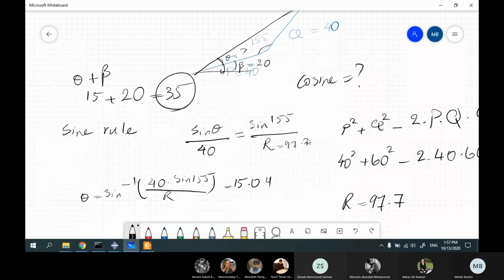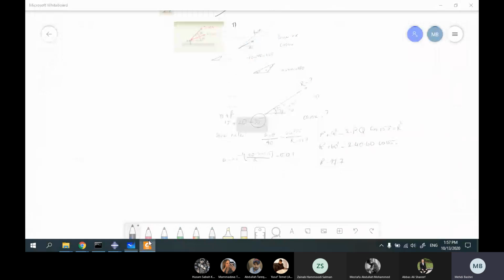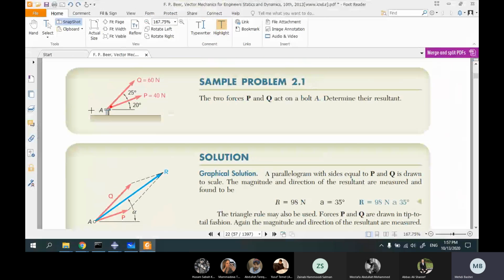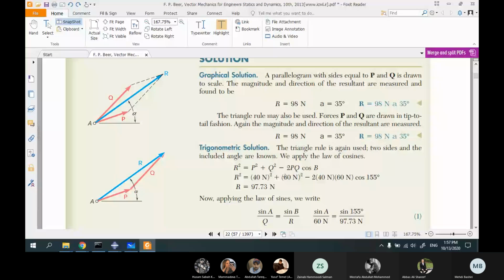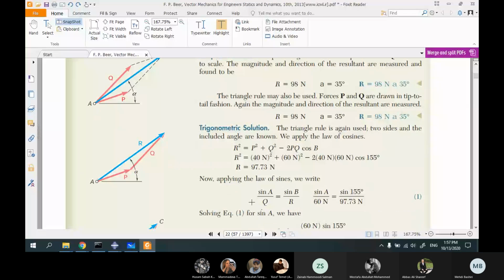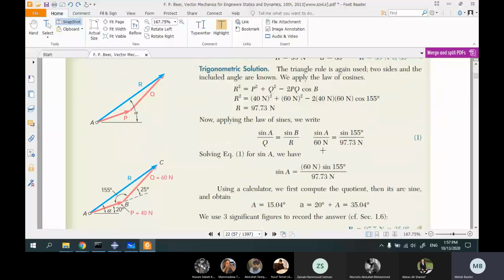Any question? If you have any question, you can have a look at this question and the solution. So you'll find your answer. Like here, as I said, you have to use the cosine rule, then find R. We need to find this angle. To find this angle, we have to follow this, and this is your final answer. Any question?